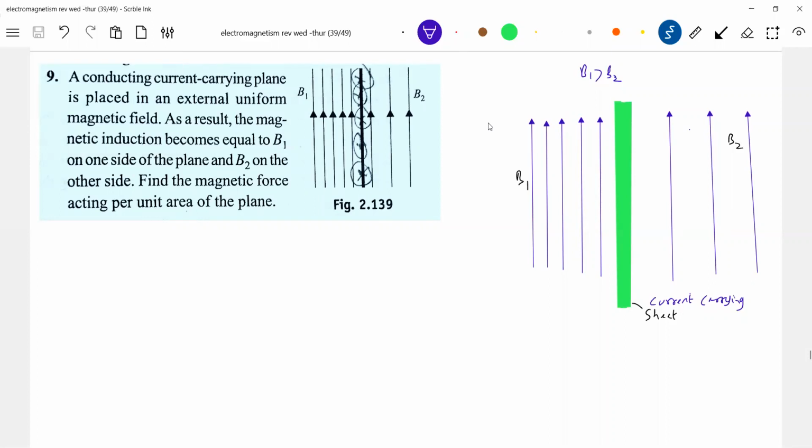Okay, let's get into the problem here. So we'll produce the current carrying sheet, and the external field is there.